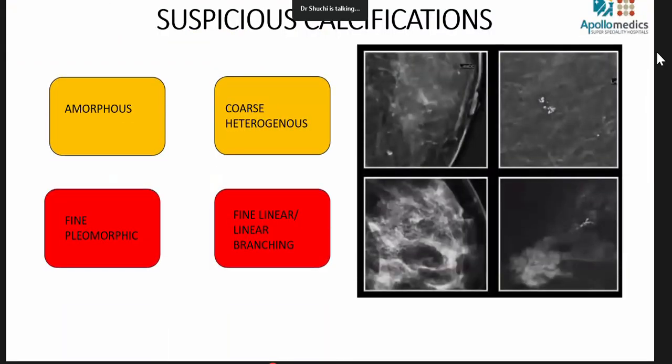What are the suspicious calcifications? Suspicious calcifications are amorphous, coarse heterogeneous, fine pleomorphic, and fine linear branching. So this is fine linear branching. These are pleomorphic. Amorphous, you cannot make out the shape very well, but you know that some calcification is there. And then these are coarse and heterogeneous.